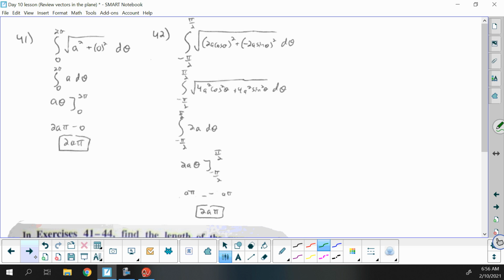And we should have got 2a pi for the first one. And we also happen to get 2a pi for the second one. In that second one, 42, it's because you can pull out a square root of 4a squared, and then the cos squared plus sine squared is just 1.